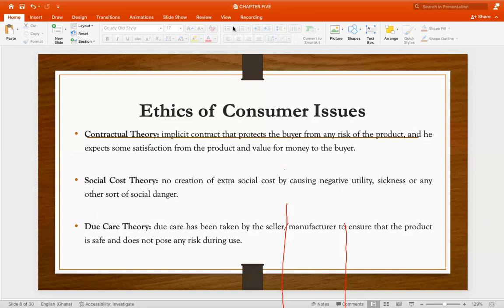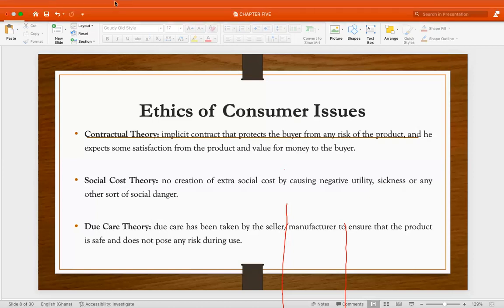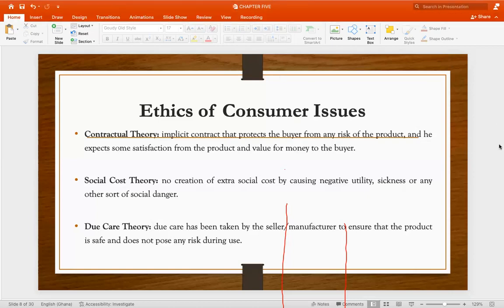The due care theory is also very important. These theories are very important for whoever is manufacturing or selling to have at the back of the mind that due care must be taken by the seller or the manufacturer to ensure that the product is safe during use, that is, during consumption by the consumer.